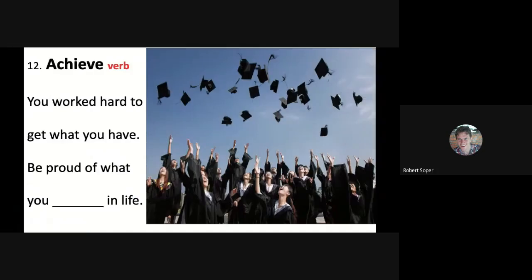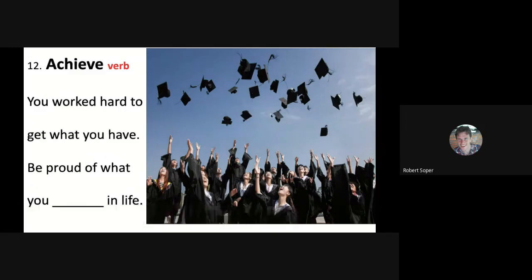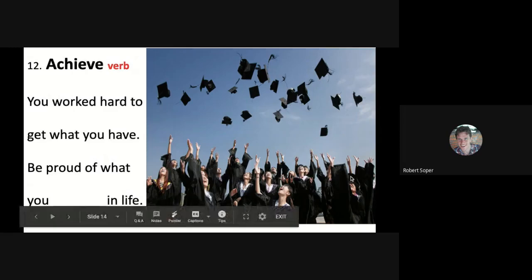This next word is achieve. Achieve is a verb. Before moving on, can you think of a noun of this? Good, achievement. What does it mean to achieve something? It means to accomplish or to attain it. So here we see an example of people celebrating. They're all throwing their hats up in the sky. What do you think they achieved?